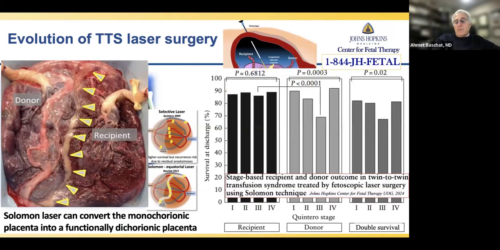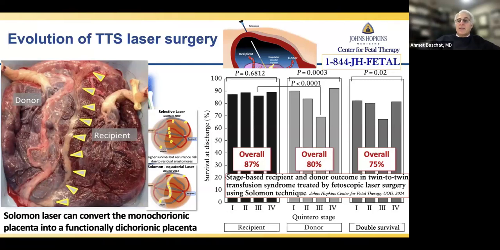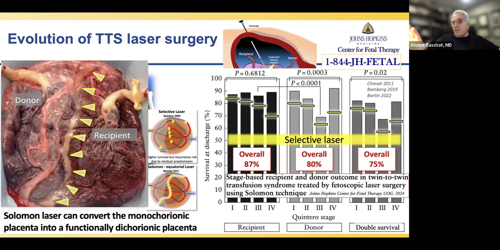So earlier this year, we published our outcomes in stage-based survival doing Solomon laser in almost 450 pregnancies. And what we basically see is that the overall survival for recipients is 87%, overall 80% for donors, and 75% double twin survival. When you compare this to the literature for selective laser, the survival rates for the individual categories are somewhere between 4 to 17% higher.